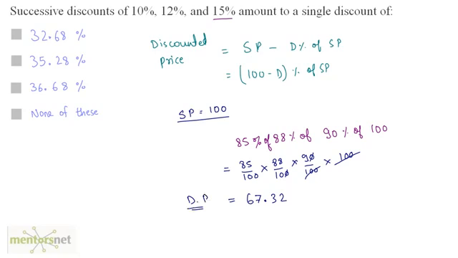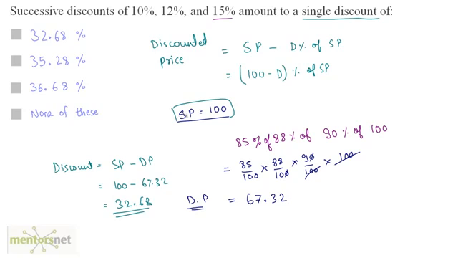Now that's not what is asked. We have been asked what the discount is. So discount is equal to the selling price minus the discounted price. So the selling price is 100 here minus the discounted price 67.32. So this is equal to 32.68. I took the base as 100, that is the selling price is 100, so I can say that this is 32.68%. So the answer is option A.